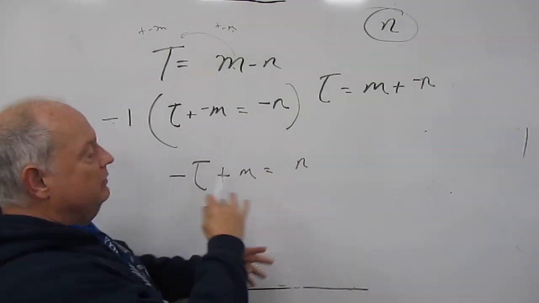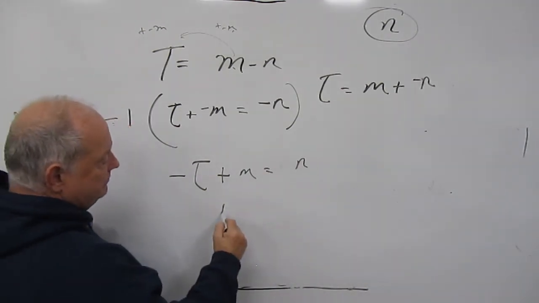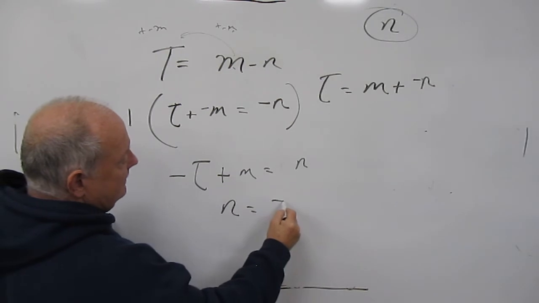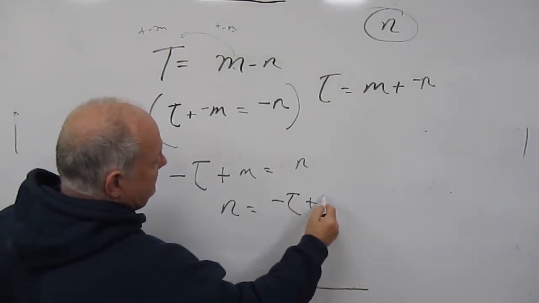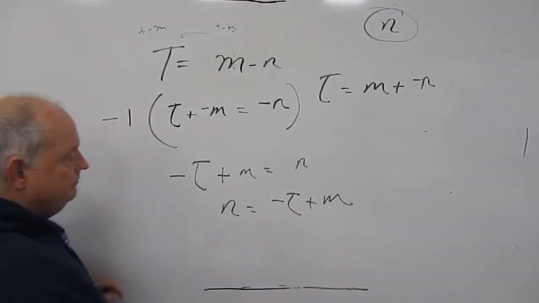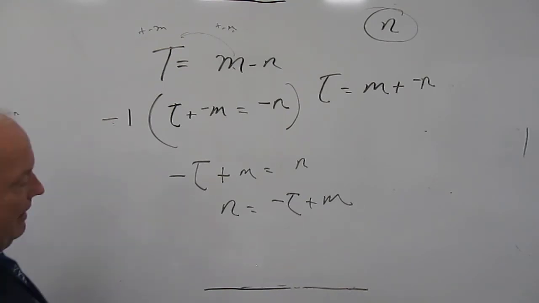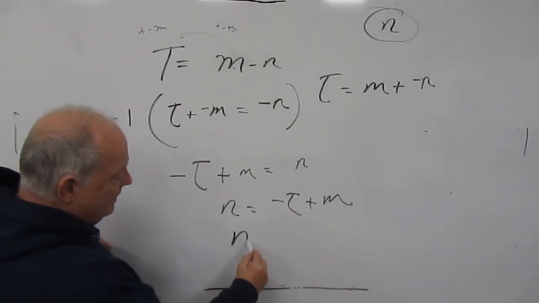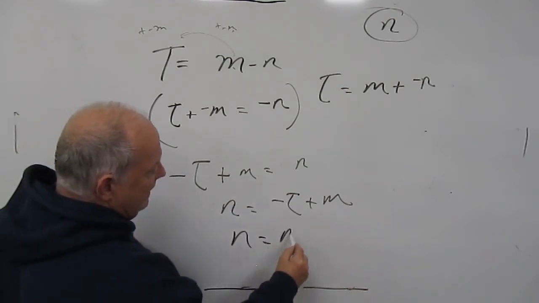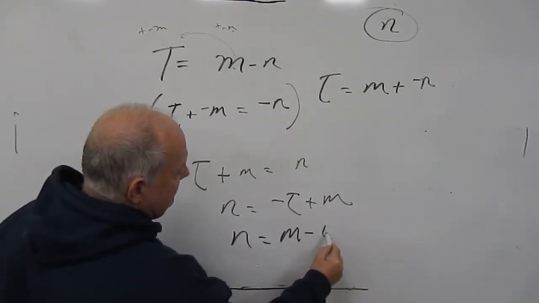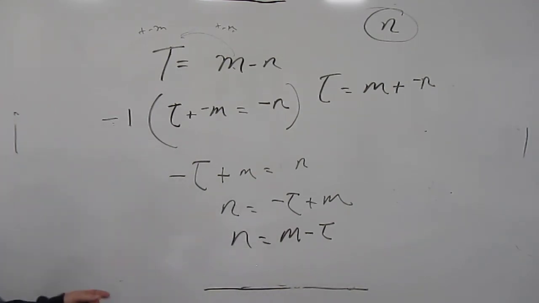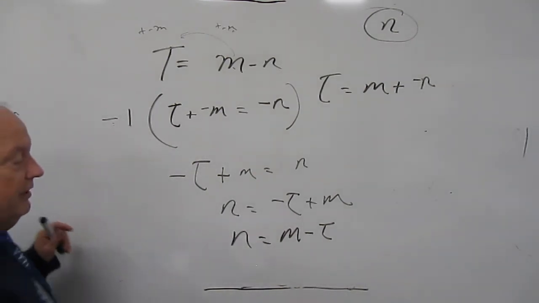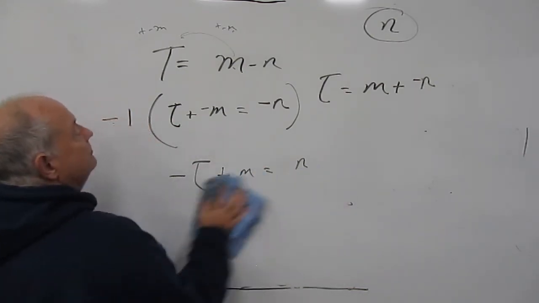And we can flip it without changing any signs. N equals negative t plus m. You can't get much better than that. You could set it up alphabetically: n equals m minus t, which is a super nice thing. But we don't have to; in this case, that's what we're doing now.